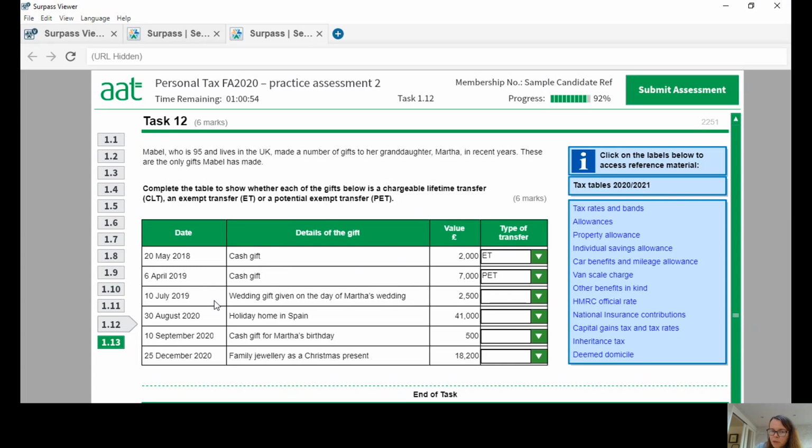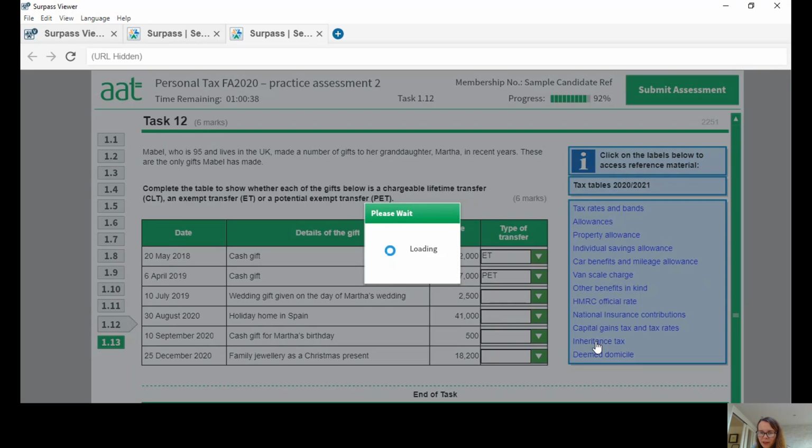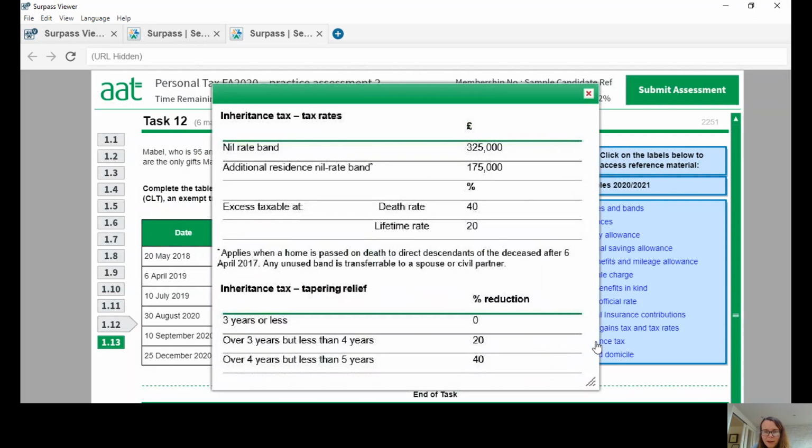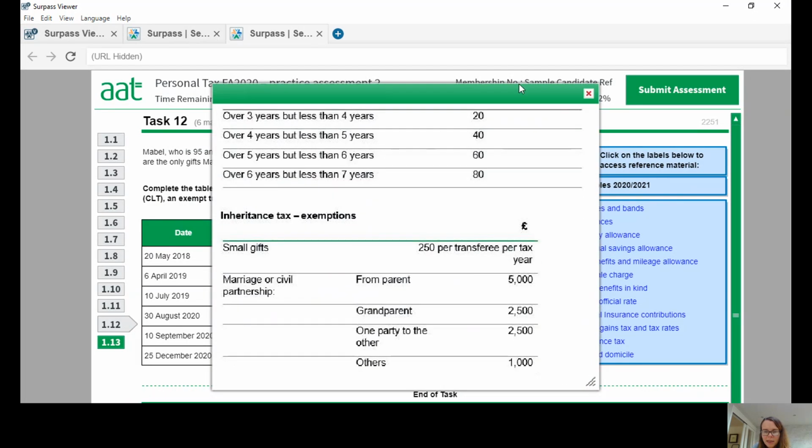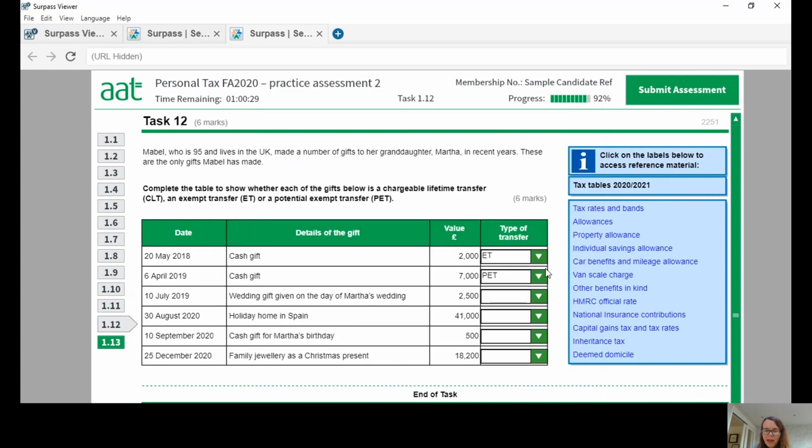10th of July, so we're still in the tax year 2019/20. Oh, it's a wedding gift. I'm pretty sure. Where are we? Inheritance tax. Pretty sure 2,500 is the grandparent amount, but let's just check. Yeah, grandparent 2,500. So that will apply there, the marriage exemption. So that will become exempt, whatever happens.